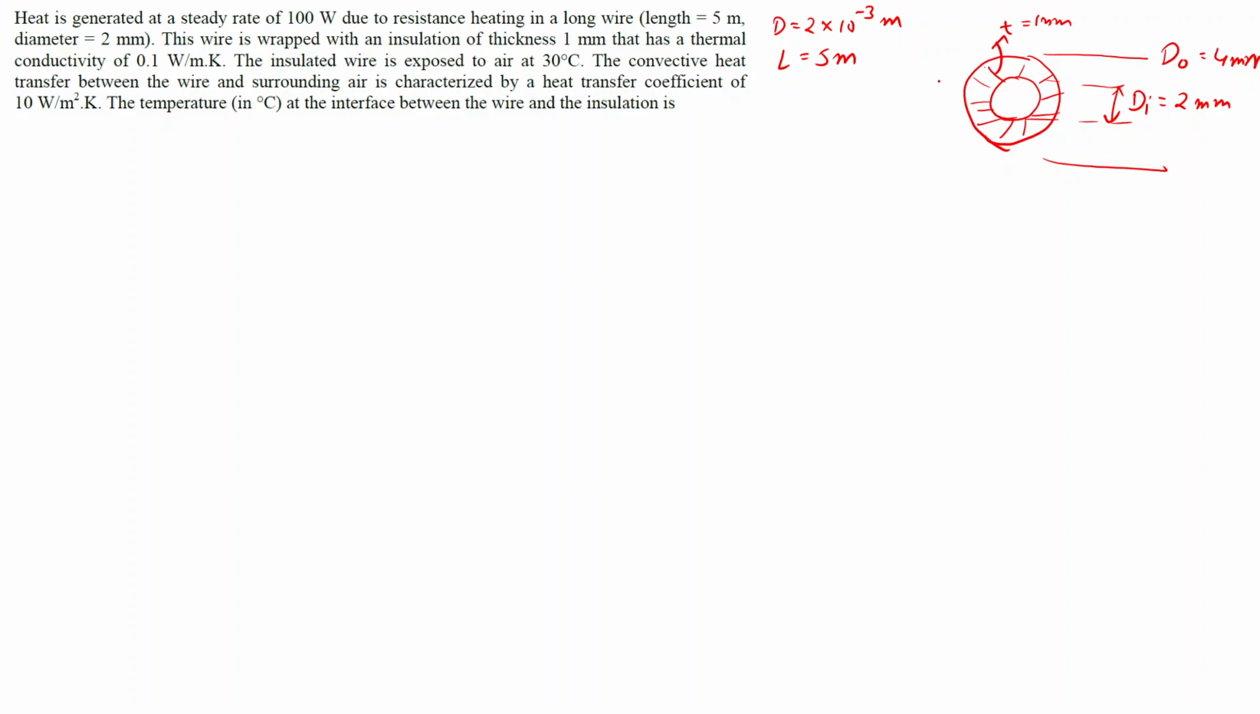The insulated wire is exposed to air at 30 degrees Celsius. That is, the outer temperature is 30 degrees Celsius. And then we have been given the thermal conductivity of the insulation as 0.1 watt per meter Kelvin, and the heat transfer coefficient h is 10 watt per meter square Kelvin. And we have to find the temperature at the interface between the wire and the insulation. So here we have to find this temperature Ts at the surface of the wire.